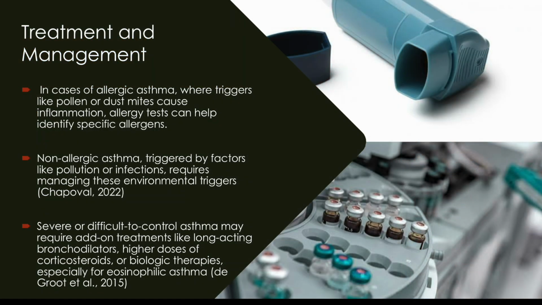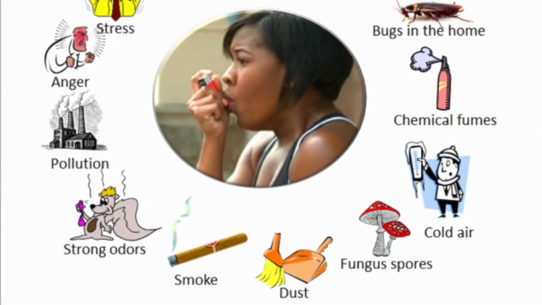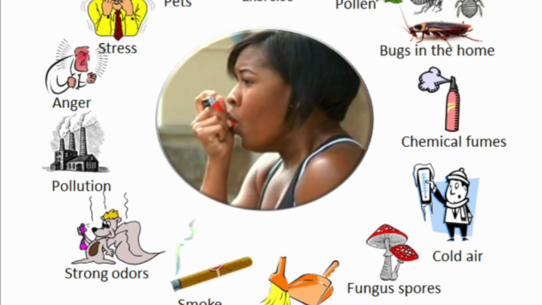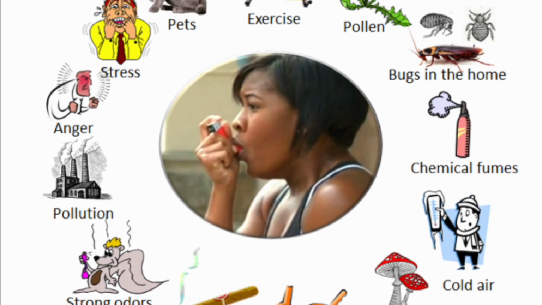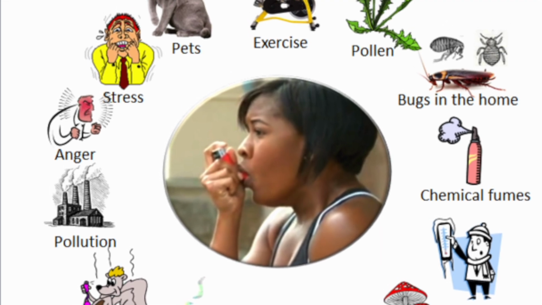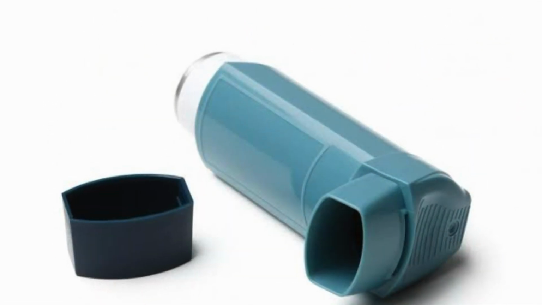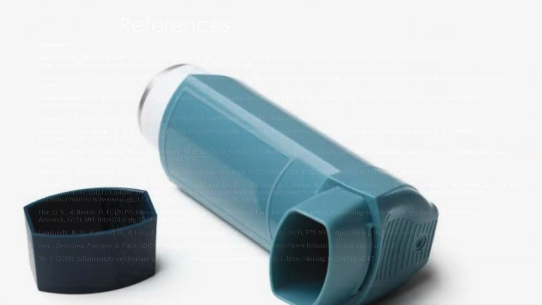Asthma treatment varies depending on the type and severity of the condition. For most individuals, treatment involves the daily use of reliever and preventer inhalers, which contain corticosteroids to reduce airway inflammation and quickly ease symptoms. Severe or difficult to control asthma may require add-on treatments like long-acting bronchodilators, high doses of corticosteroids, or biologic therapies. Occupational asthma requires identifying and minimizing workplace triggers, while exercise-induced asthma is managed with pre-exercise medications. Regular checkups and personalized asthma action plans are crucial for managing the condition effectively.